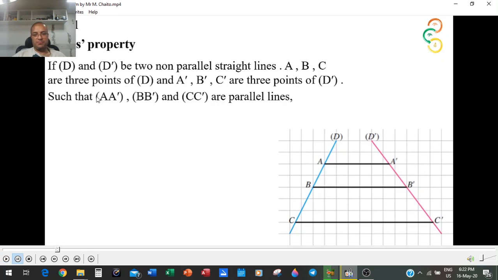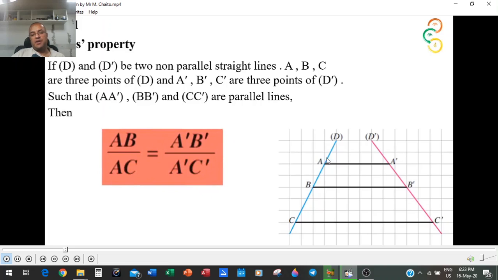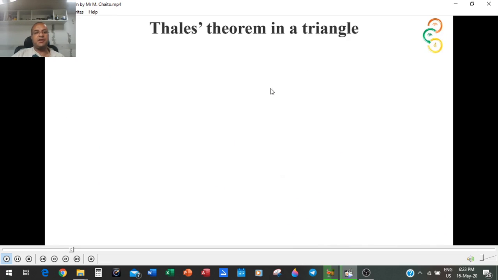and such that before stating the Thales property, we should have an essential condition: the three lines AA prime, BB prime, and CC prime are parallel. So we have AB over AC equal AB prime over AC prime.